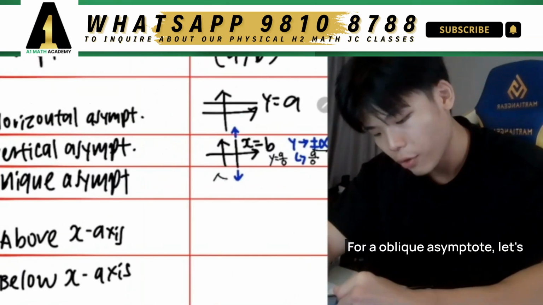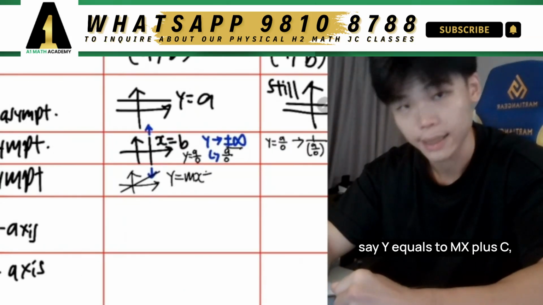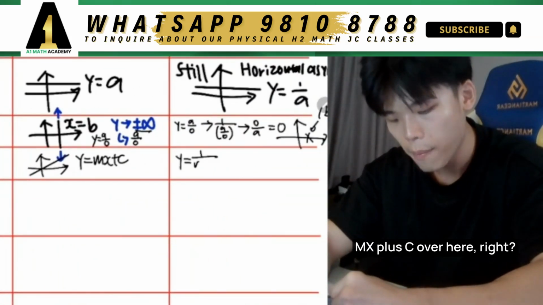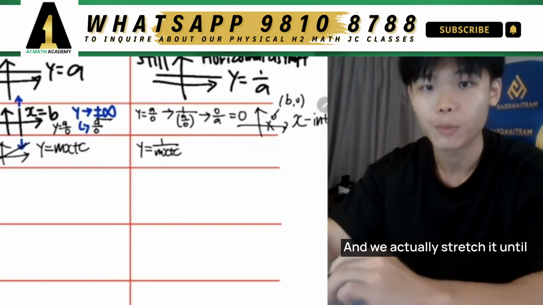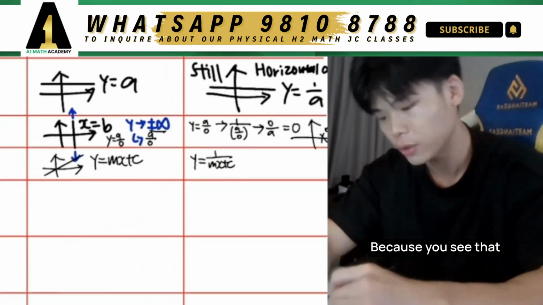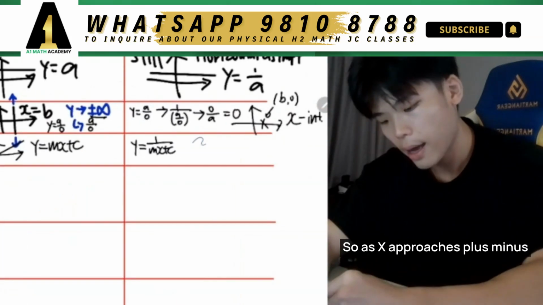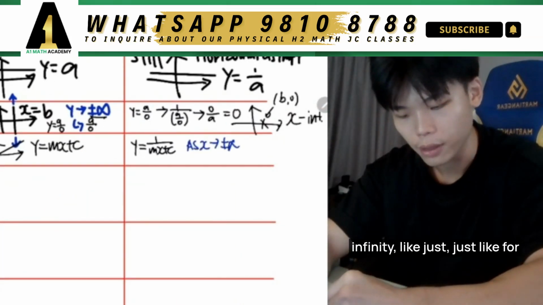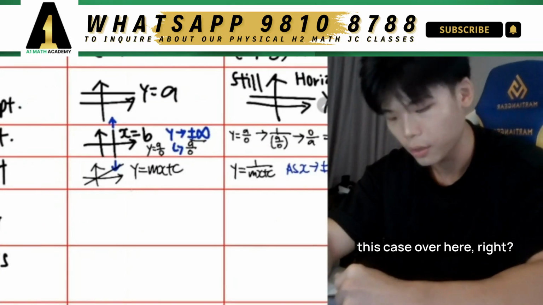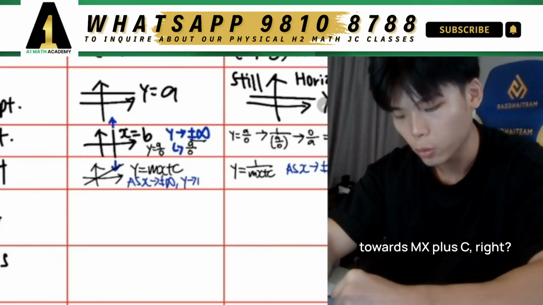All right, next, for an oblique asymptote, let's say y equals mx plus c originally. Now when we take mx plus c over here and we stretch it until it's ridiculously huge, because you see that this oblique asymptote carries on infinitely. So as x approaches plus minus infinity, the y value will tend towards mx plus c, right?